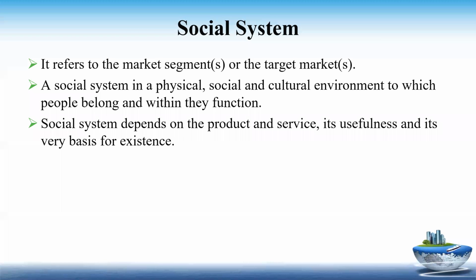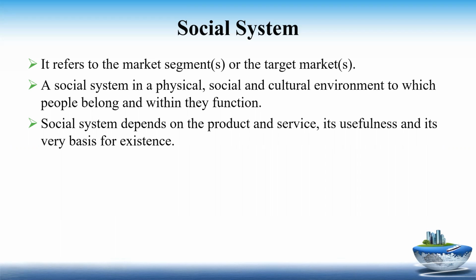So the third component, or the third element of the diffusion process, is the social system. The diffusion of a new product usually takes place in a social setting, which is frequently referred to as the social system or the market segment they are targeting. A social system is a physical, social, or cultural environment to which the people belong or within which they are functioning. So in terms of consumer behavior, the target market or target segment is synonymous with the social system. So social system is simply the target segment which we are targeting.